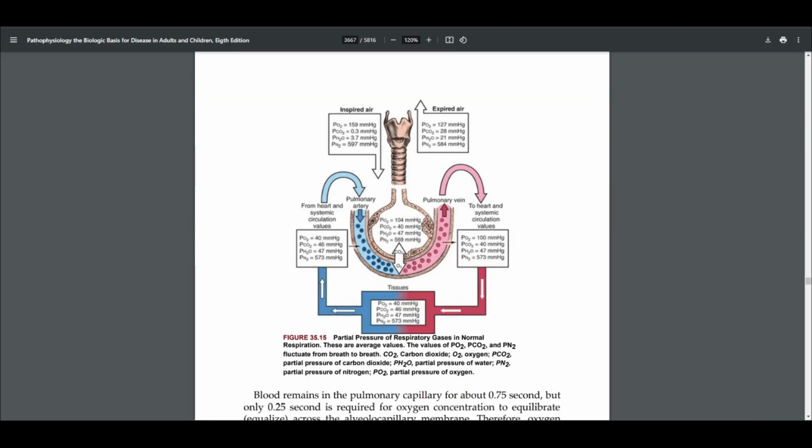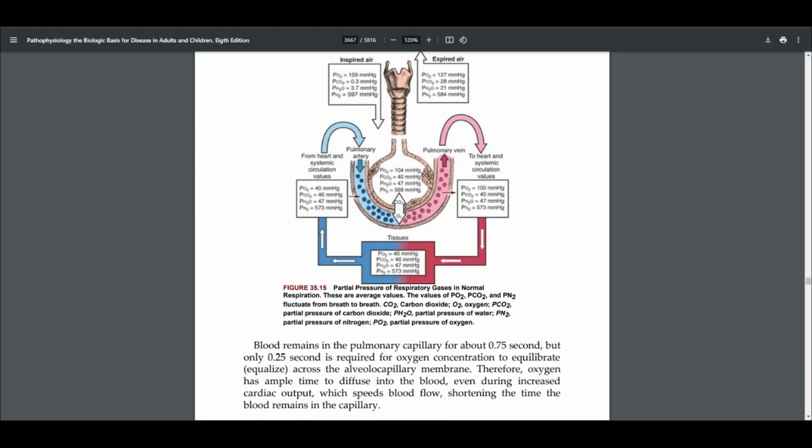So here you have a diagram of all the different measures. Partial pressure of respiratory gases in normal respiration. These are average values. The values of PO2, PCO2, and PN2 fluctuate from breath to breath. CO2 is carbon dioxide, O2 is oxygen, PCO2 is your partial pressure of carbon dioxide, PH2O is your partial pressure of water, PN2 is partial pressure of nitrogen, and PO2 is partial pressure of oxygen. So there is quite a bit of fluctuation per breath.